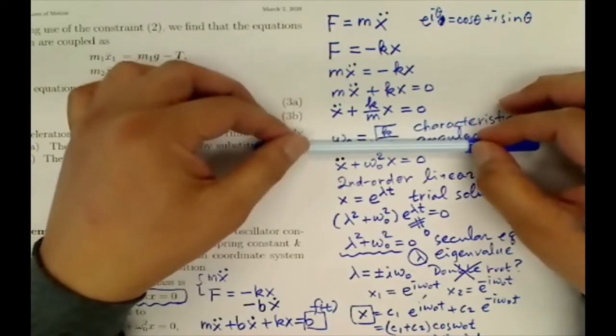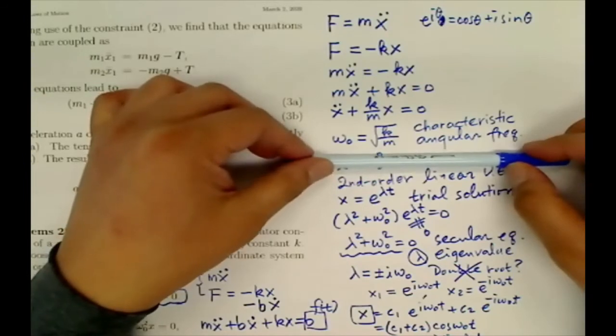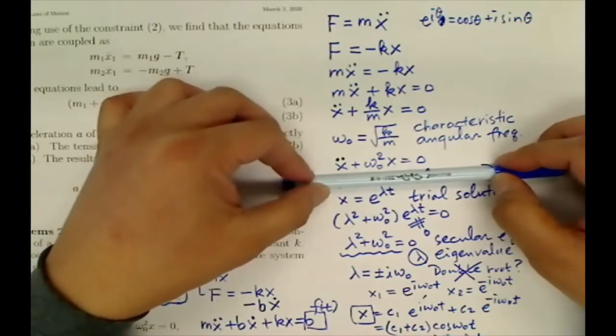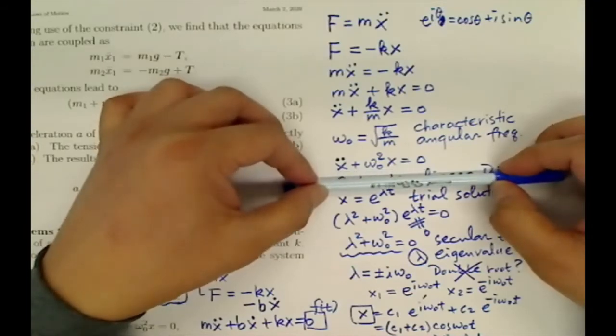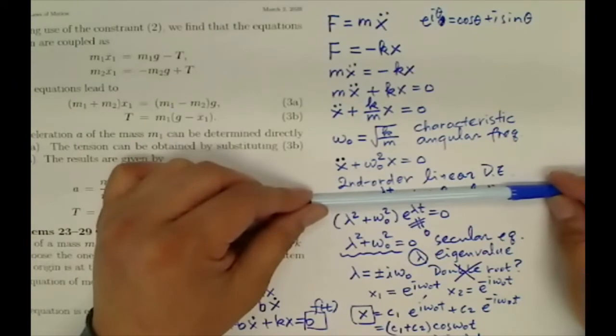We can define a parameter omega 0 that is the characteristic frequency of the simple harmonic oscillator. Omega 0 is the square root of k over m. Then the equation of motion becomes quite compact: x double dot plus omega 0 squared x equals 0. This is actually a second order linear differential equation, and the right-hand side is exactly 0. It is a homogeneous equation.